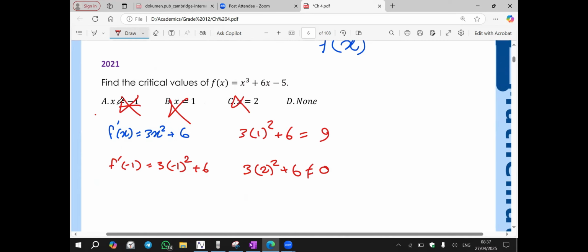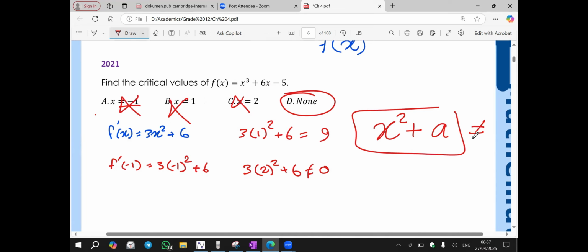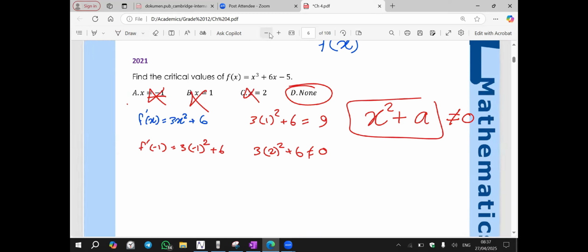Then these numbers that are given, none of them makes the derivative 0. Then this function does not have a critical value. Or in the beginning, you can say x squared plus any positive number is never equal to 0. Always remember that. x squared is always positive, plus a positive number that is never 0. This is why this function has no critical value.